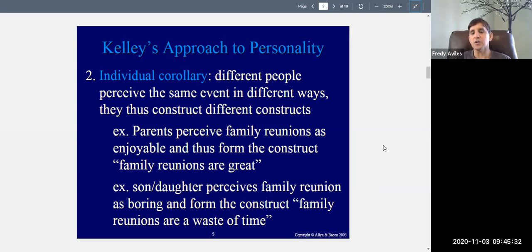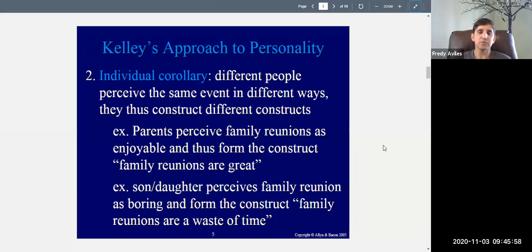But your son or daughter, people who are younger, might perceive the family reunion as boring and form the construct family reunions are a waste of time. Yes, younger kids will often think differently. And they're likely to predict that if I go to this family reunion, or I'm forced to go to this family reunion, I'm going to be bored, right? I'm going to be there wasting my time. I'm not going to enjoy this.